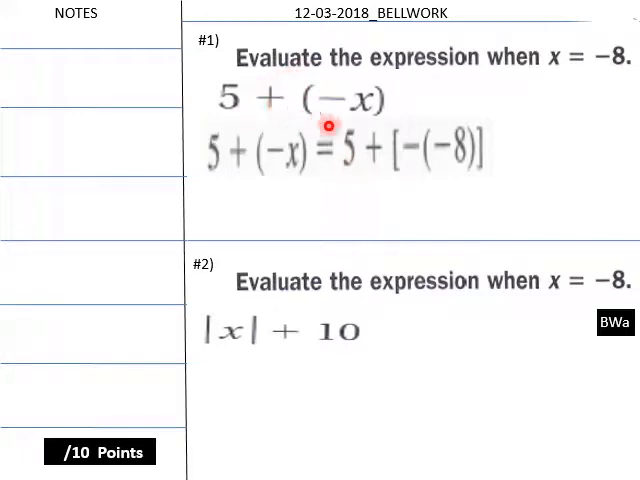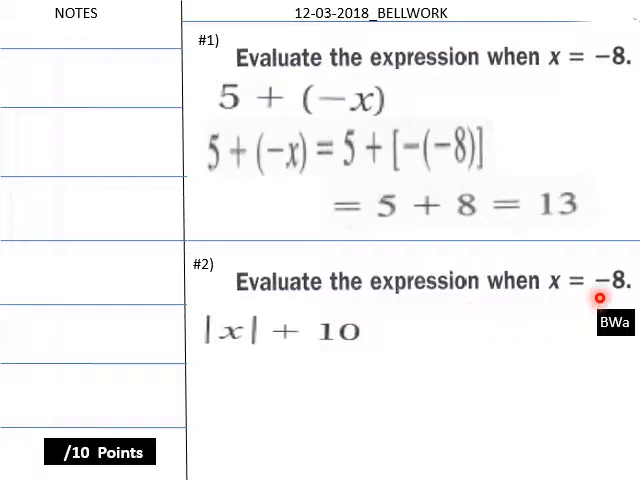Up here, when x equals -8, we have 5 plus the negative of x. When we put our -8 in for x, we get 5 plus the negative of a -8, and that comes out to 5 plus a negative of a negative, which would be a positive. 5 plus 8 would equal 13.